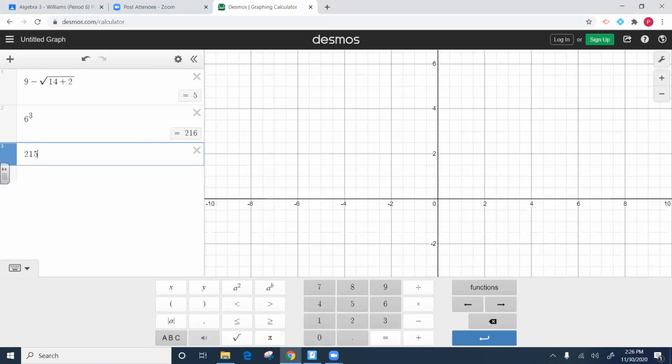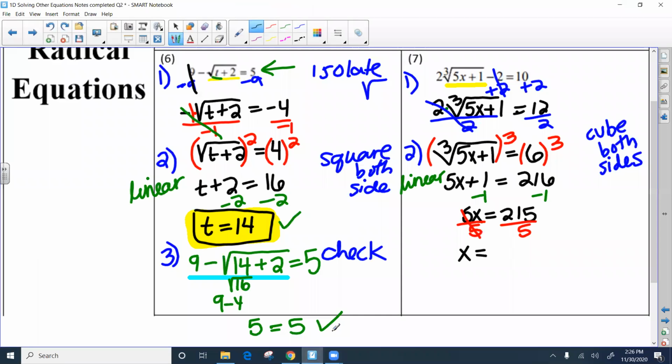So 215 divided by 5 equals, whoops, is 43. Okay, so x equals 43 is our solution. Okay, so we have our solution, but I am not done until I check. We always want to check for extraneous.